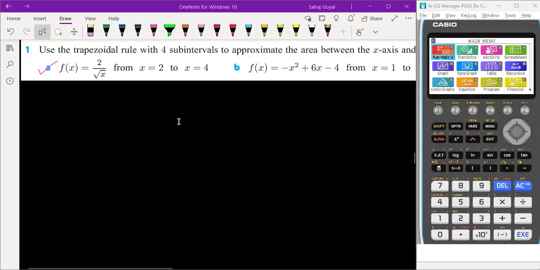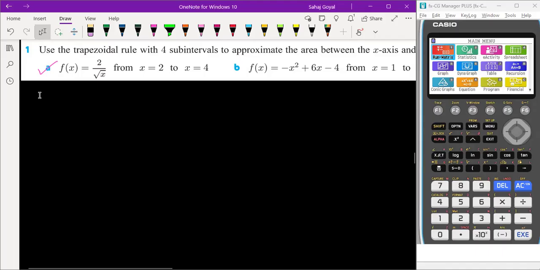Okay, this is a quick tip for you on how to use your GDC to solve questions involving the trapezoidal rule where the y values are not given to you, which by the way is very rare in the IB exams. You will generally get the y values also. So let's quickly get started.